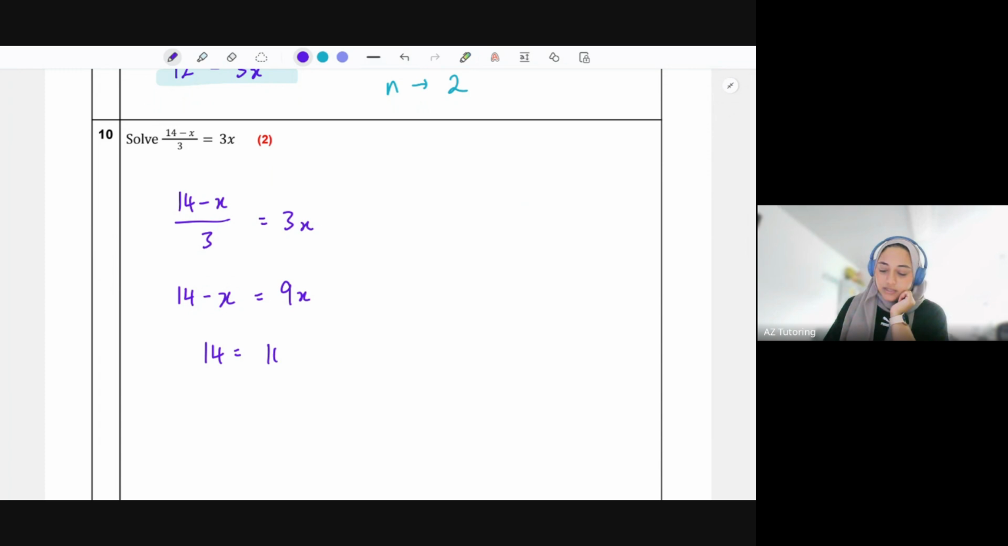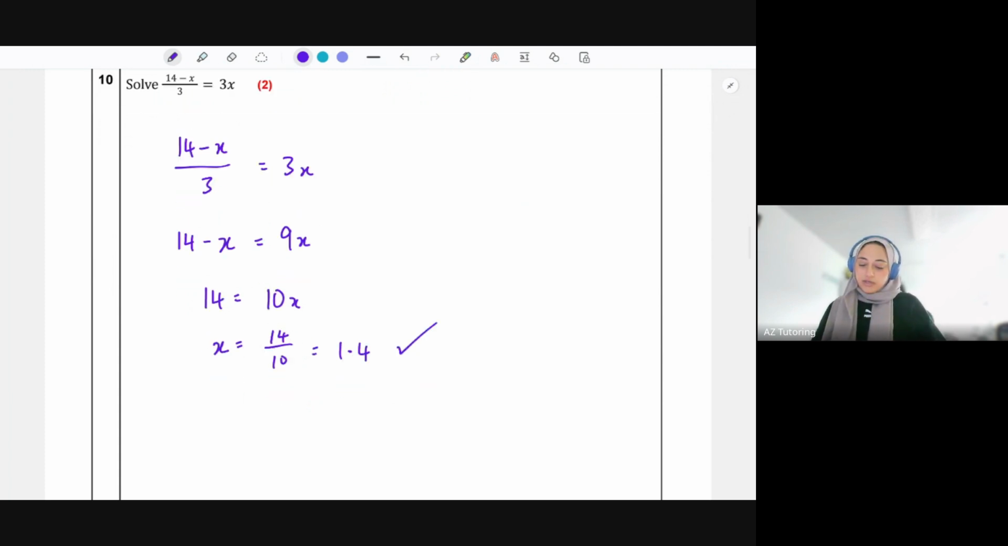So 9x plus x is 10x. Now to get x by itself, I need to divide by 10. So 14 divided by 10, which is just 1.4. That's a nice, easy 2 marker.